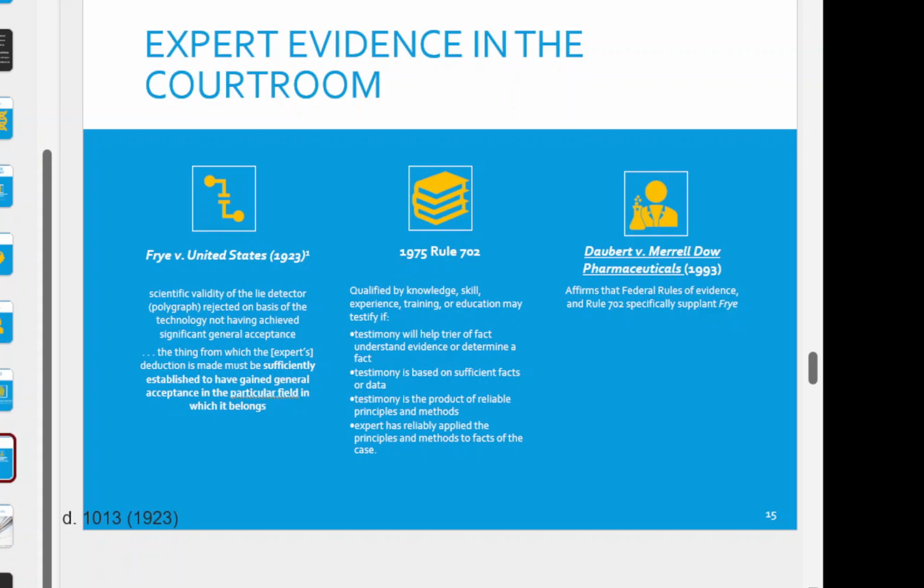So while this factor is similar to the Frye standard, under Daubert, general acceptance is just one of many factors. Even if a theory isn't widely accepted, it might still be admissible if it satisfies other criteria. So let's talk about the significance of the Daubert case. The Daubert standard replaced the older Frye standard, which focused solely on whether a scientific method or theory was generally accepted in its field. The Daubert ruling provided a broader, more flexible approach, ensuring that new scientifically valid techniques that hadn't yet gained widespread acceptance could still be admissible.